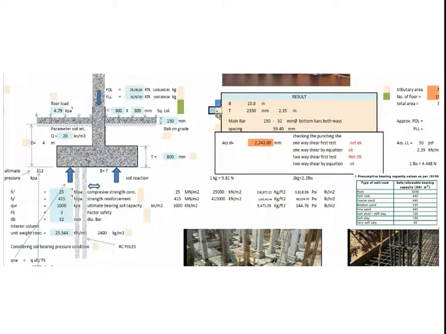If the actual soil bearing capacity is not suitable, it is recommended to put reinforced concrete piles under the footing to meet the required soil bearing capacity of the building.